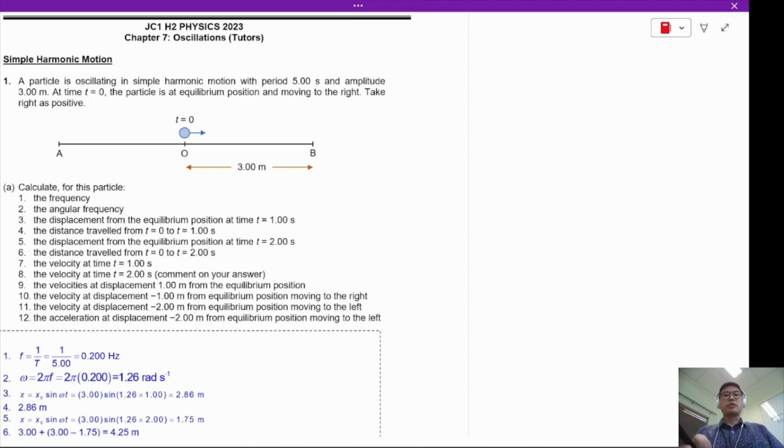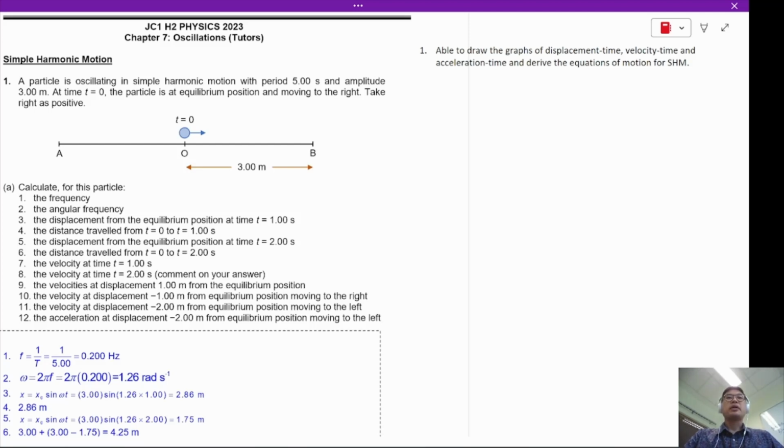Let's take a look at question 1. For question 1, the main skill that we're going to learn is to be able to draw the graphs of displacement-time, velocity-time and acceleration-time, and derive the relevant equations for SHM just by reading the question. So let's take a look at the question.